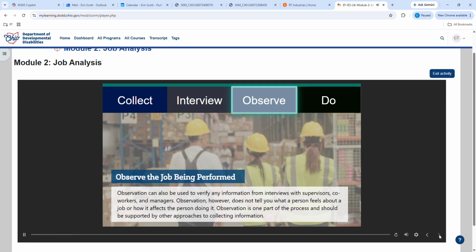Observation can also be used to verify any information from interviews with supervisors, coworkers, and managers. Observation, however, does not tell you what a person feels about a job or how it affects the person doing it. Observation is one part of the process and should be supported by other approaches to collecting information.